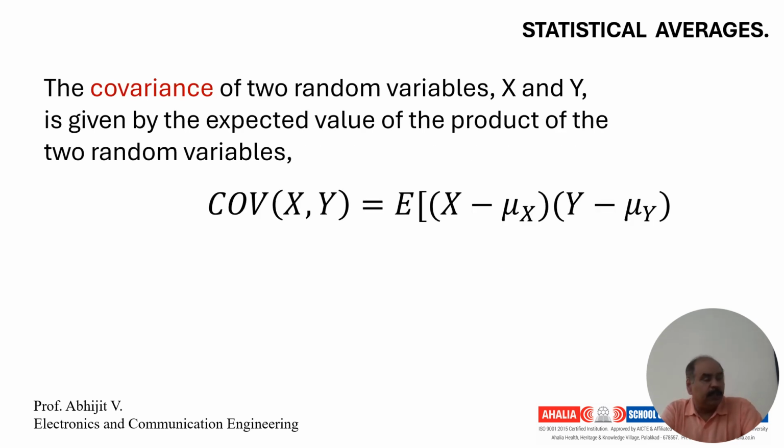So let us define what is meant by covariance of two random variables. Here we have two random variables x and y. The covariance of two random variables x and y is given by the expected value of the product of the two random variables. Covariance of x and y is equal to the expected value E of x minus mu x into y minus mu y.